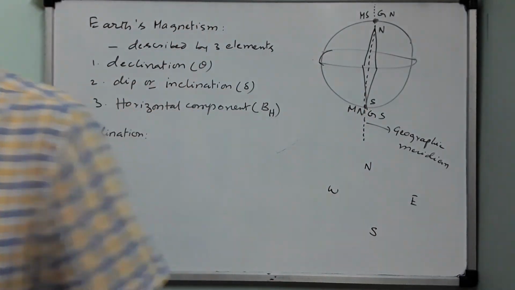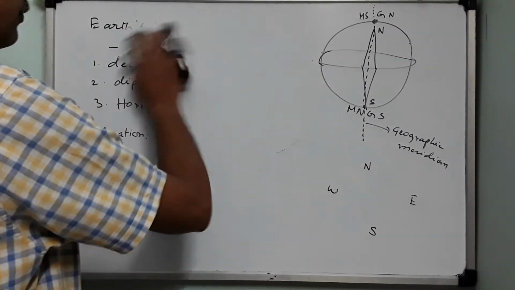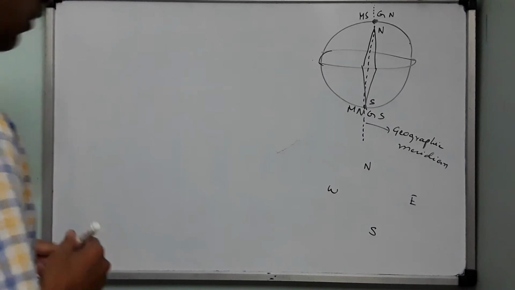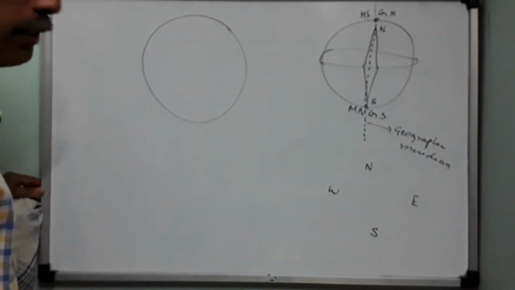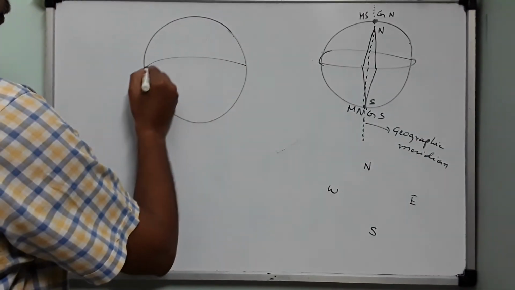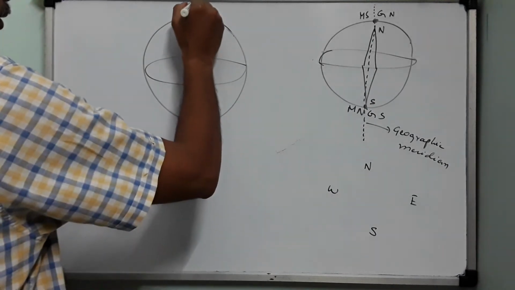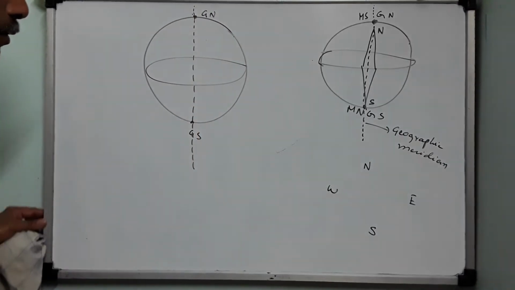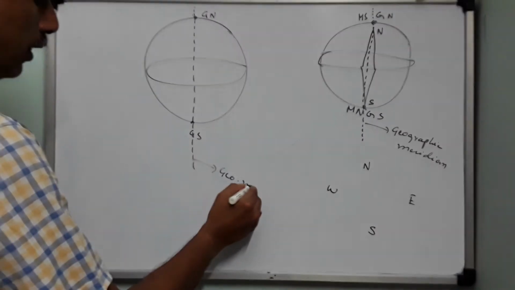If you see the diagram, it will be like this. This is earth. So this is the equatorial plane. This we named as geographic north. Exactly opposite we named as geographic south. The vertical plane passing through this is known as the geographic meridian. So this is the geographic meridian.